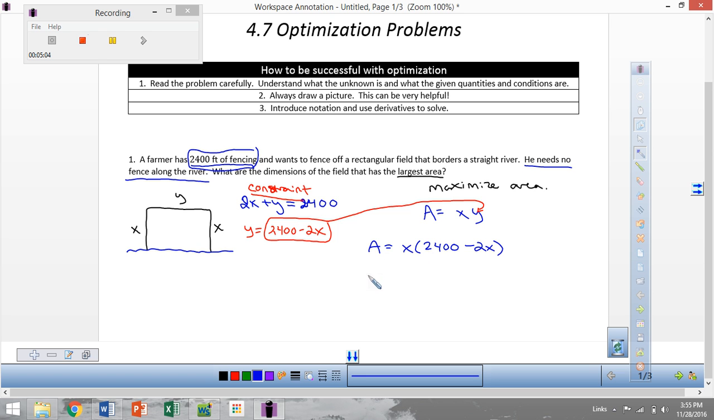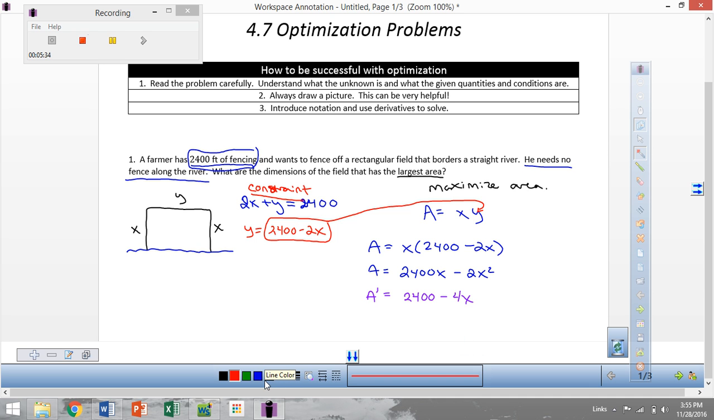I would distribute the x, so area would be 2400x minus 2x squared. And now once I have a simplified version over here with only one variable, now I'm going to take the derivative. So I'm going to say A prime equals 2400 minus 4x.